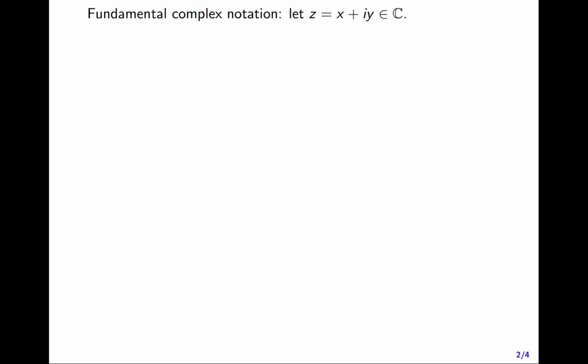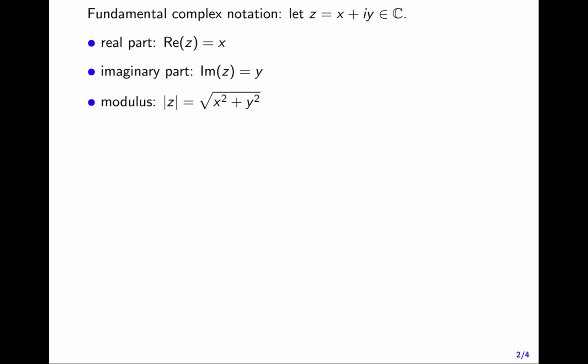So if we take a complex number z equals x plus iy, then we have a lot of notation to review. The real part of z is of course x. The imaginary part of z is of course y. The modulus of z is the square root of x squared plus y squared, sort of the length of z. The conjugate of z is z bar equals x minus iy. And it's a quick calculation to show that the modulus of z squared equals z times z bar, as we know already.